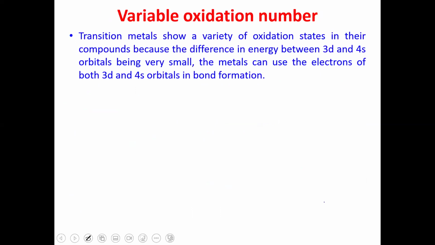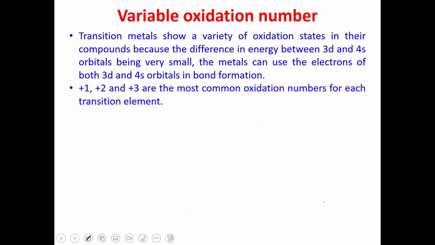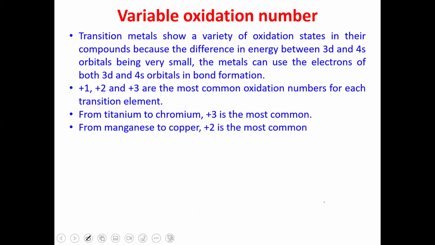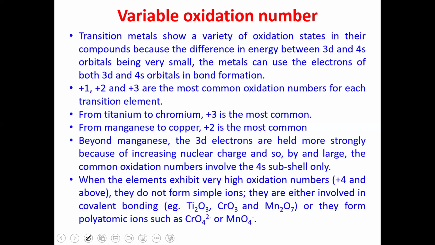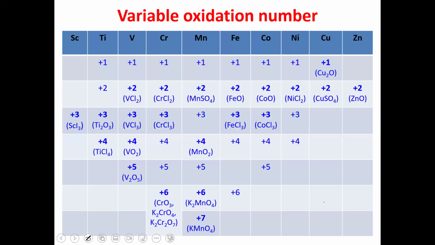Now, variable oxidation state, many of them, especially manganese, shows a whole line of oxidation state. +1, +2, +3 are very common. This is again a character of d orbital. From titanium to chromium, +3 is the most common one. These are the oxidation state. How they show multiple oxidation state? Because they have space in the 3D orbital. And due to the space, they can show multiple oxidation state. So you can see titanium, vanadium, chromium, etc.